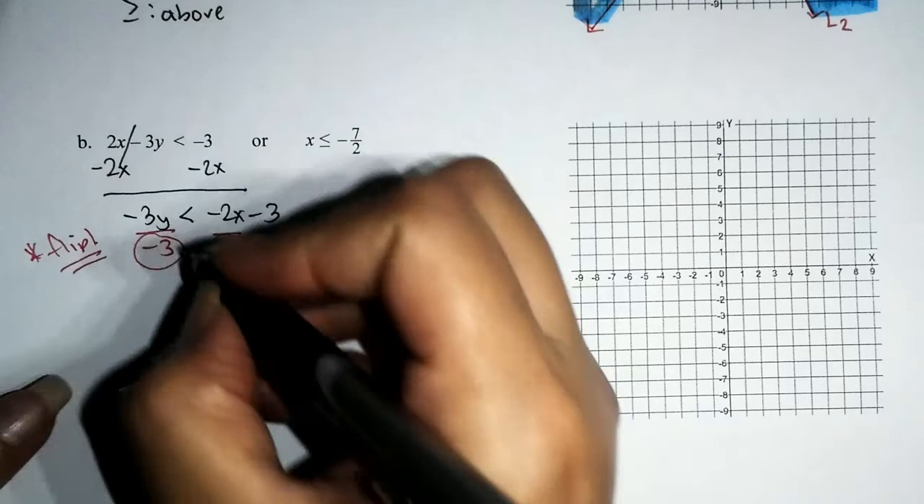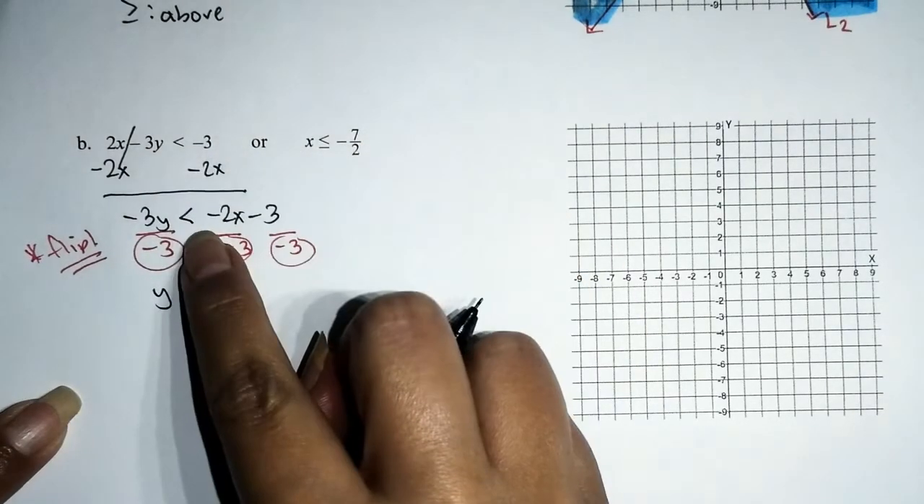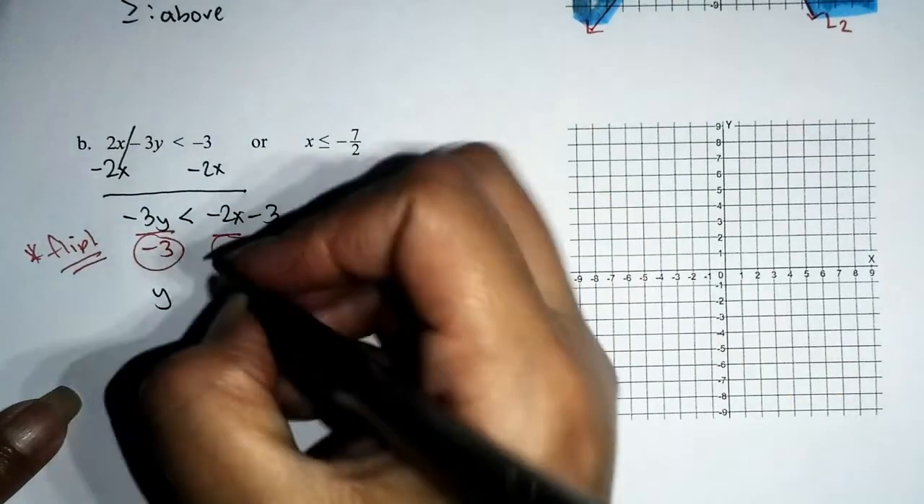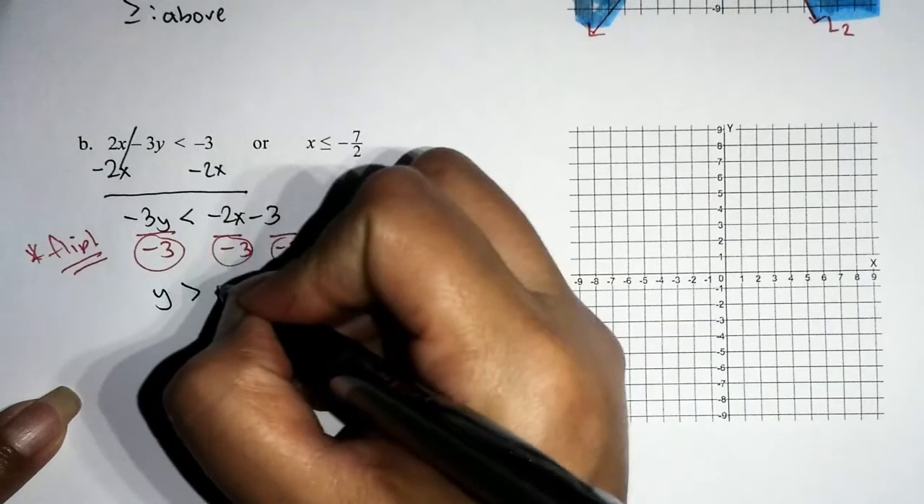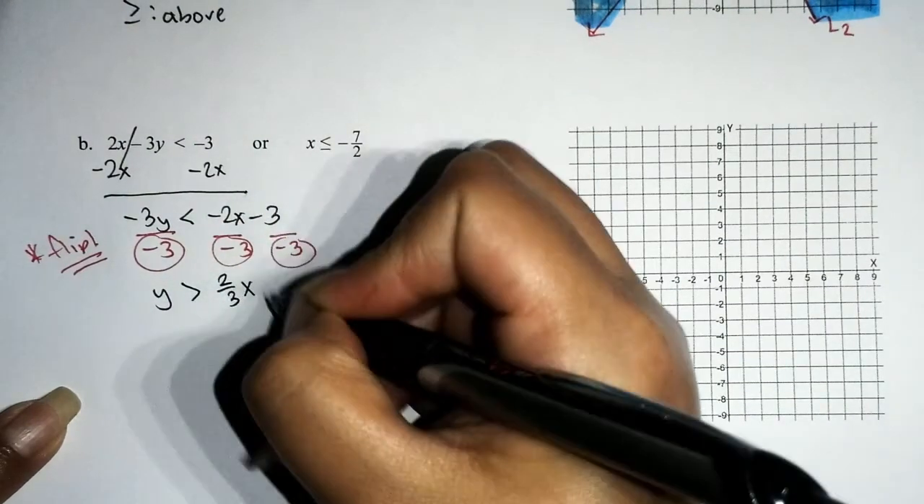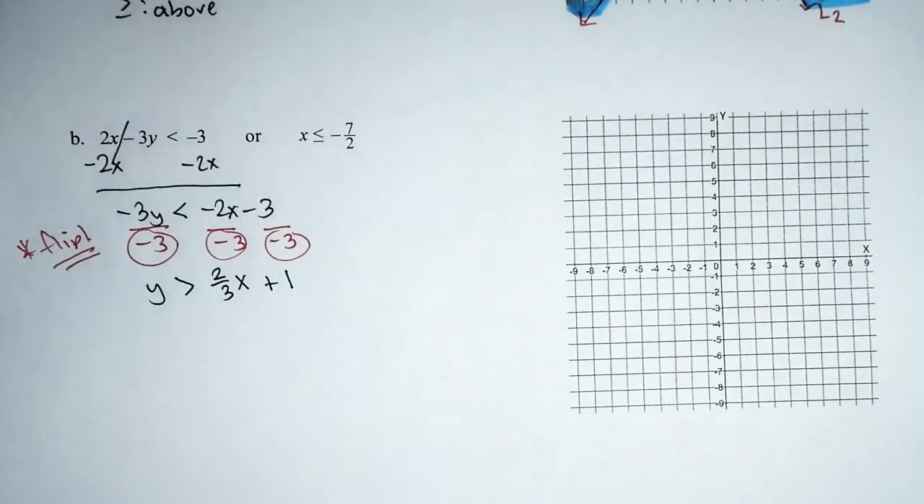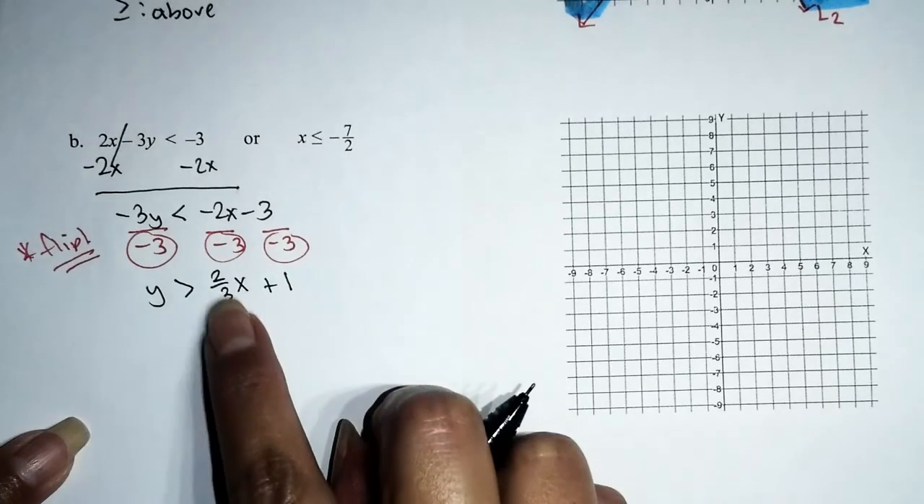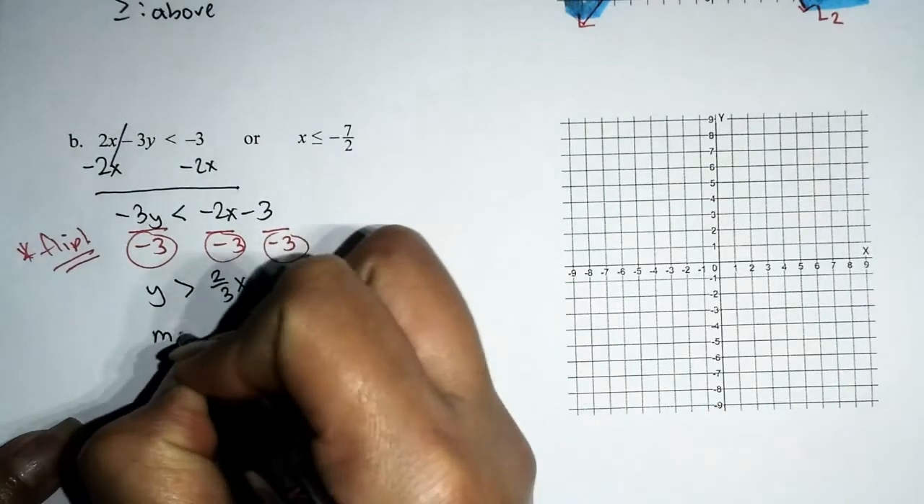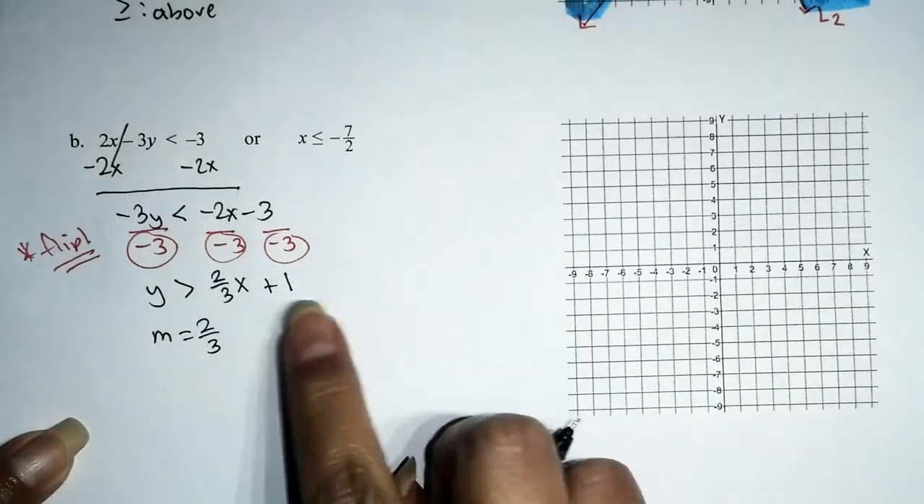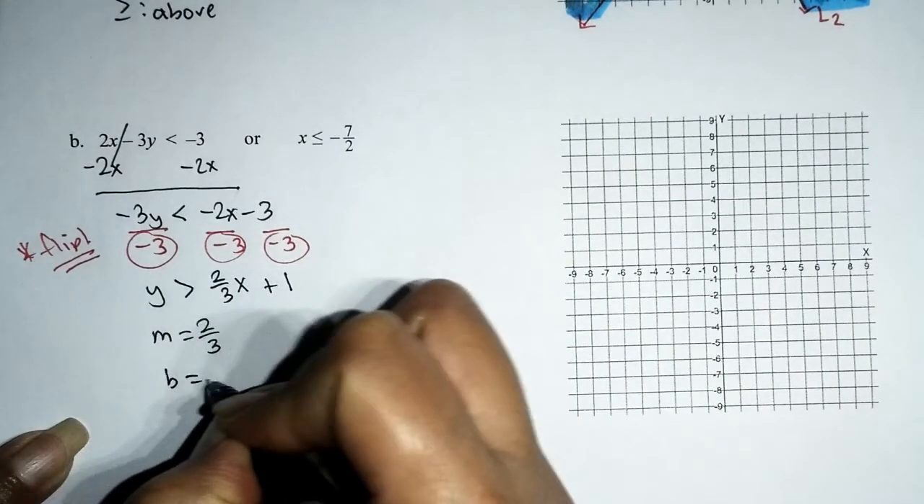Okay, so that will leave us with y now is greater than, because we have to flip it, is greater than positive 2/3 times x plus 1. Let's write down the game plan. Tell me what you need for the line, and then where you would shade after you do the line. Okay, so the slope in this case is 2/3. The y-intercept is at 1.